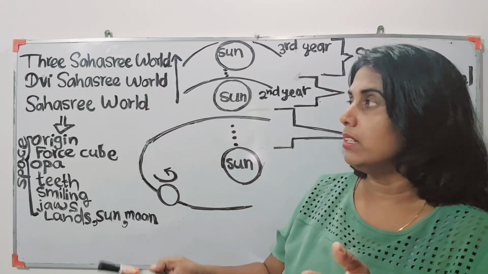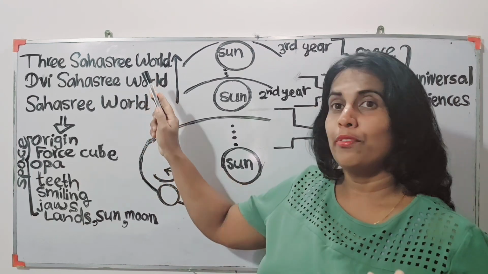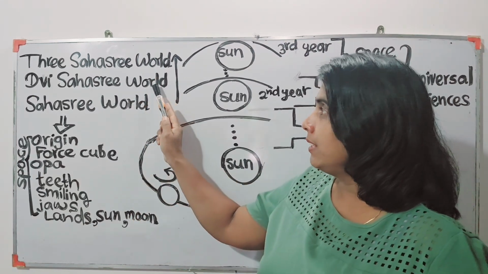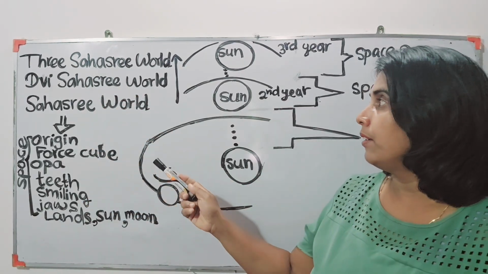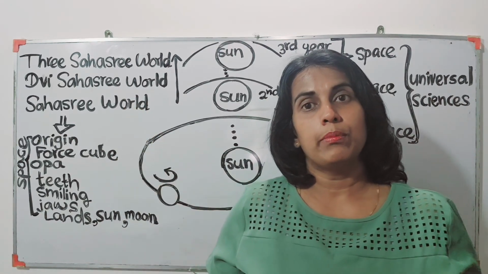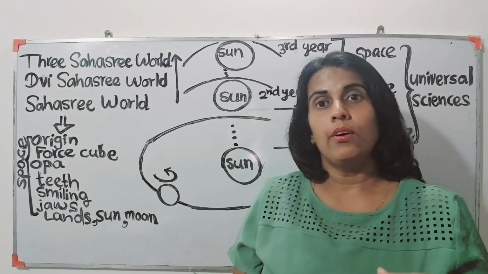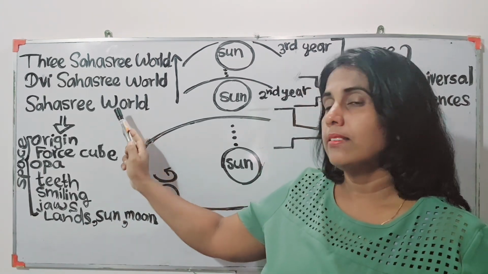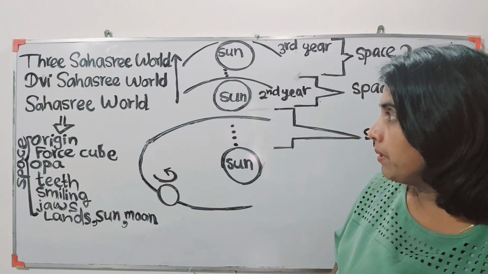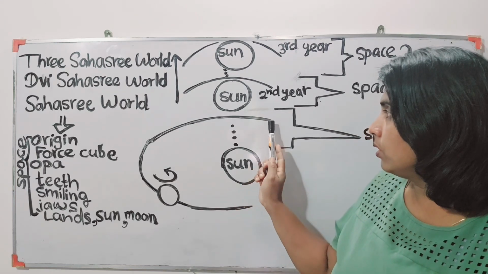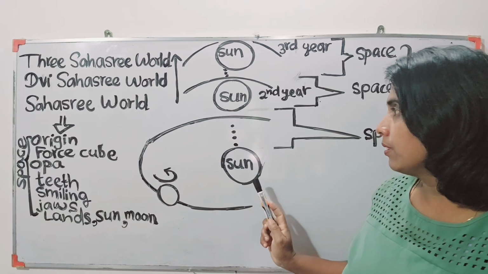There are three types of Sahasrari worlds. The first one, the topmost, consists of 1 into 10 to the power 9 suns. Then the second one, which the universe created after that, consists of 1 into 10 to the power 6 suns. And after that, finally, it created the Sahasrari world that we are all living in. It has 1,000 suns.